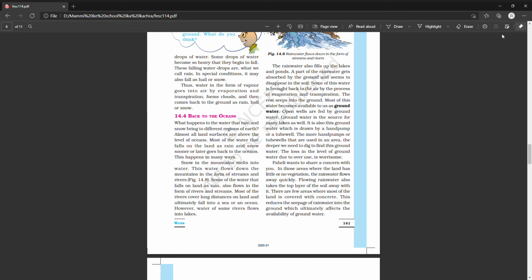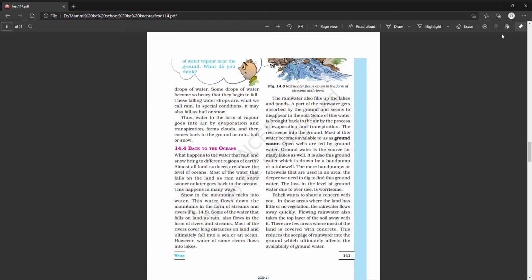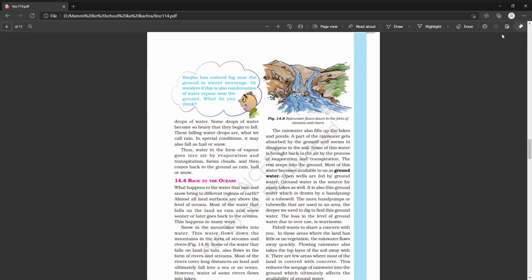However, water of some rivers flows into lakes. The rainwater also fills up the lakes and ponds. Part of rainwater gets absorbed by the ground and seems to disappear in the soil. Some of this water is brought back to the air by the process of evaporation and transpiration. The remaining water seeps into the ground, and most of this water becomes available as groundwater.